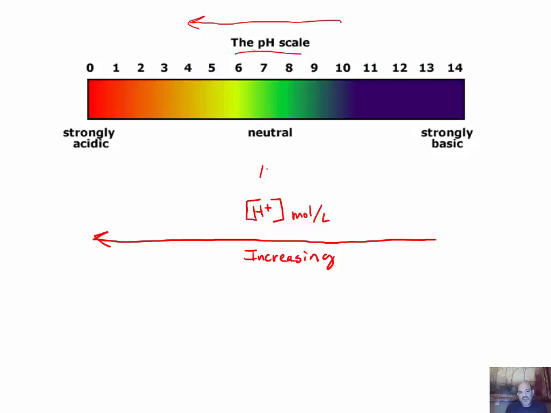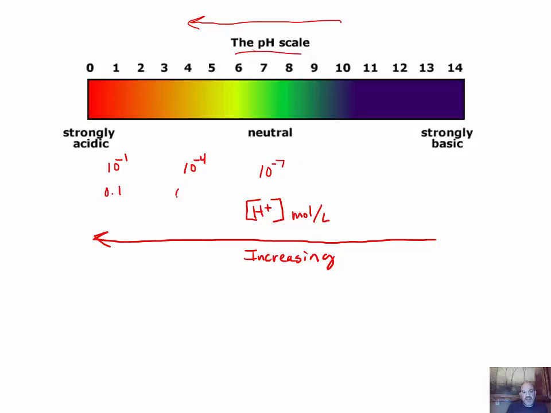A pH of 7 actually corresponds to 10 to the negative 7 moles per liter of hydrogen ions. And so 6 would be 10 to the negative 6, 5 would be 10 to the negative 5. Those numbers actually represent the exponent without the negative sign. So a pH of 4 would be 10 to the negative 4, and a pH of 1 would be 10 to the negative 1. Okay, so if we think about it, 10 to the negative 1 is really the same as 0.1.